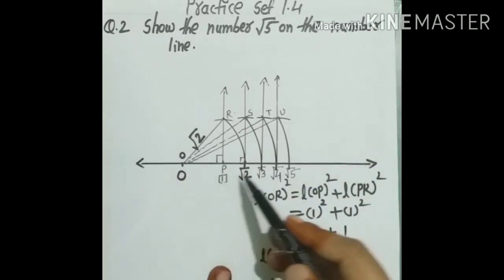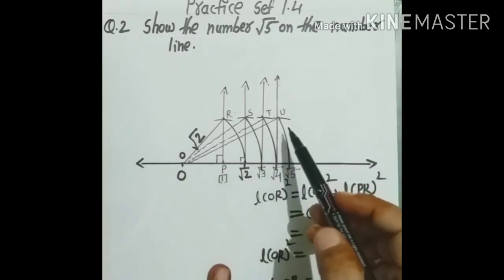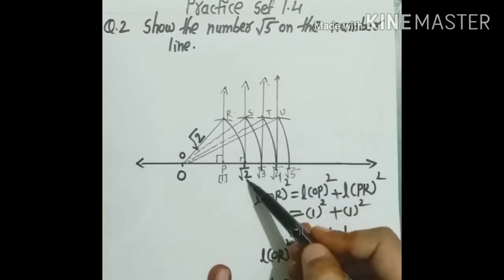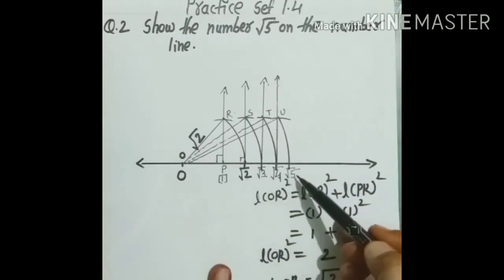This way, children, you have to construct irrational numbers on a number line: root 2, root 3, root 4 and root 5.